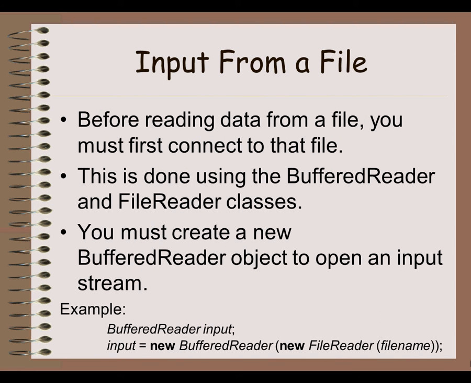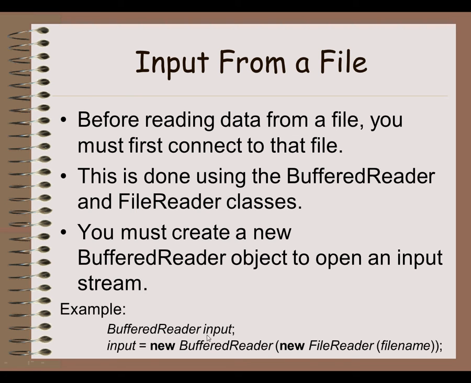When we're actually starting to work with files, before we can do that, we have to connect to that file. We have to tell our program where on our hard drive that file exists. We do that using what's called a BufferedReader object, which also itself uses a FileReader object. So in order to make a BufferedReader object, we have to use an input stream through the FileReader, and that's done in these two lines of code here.